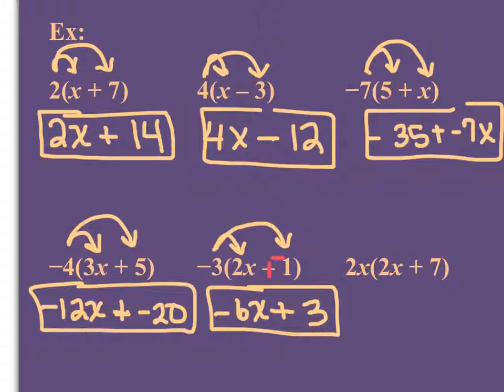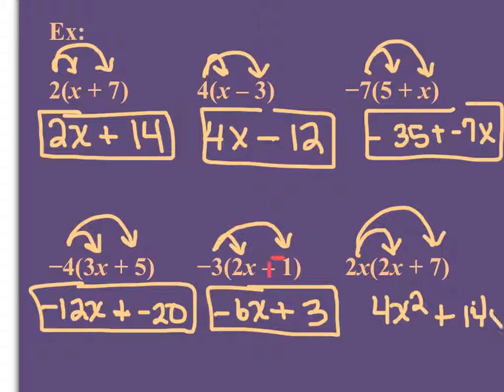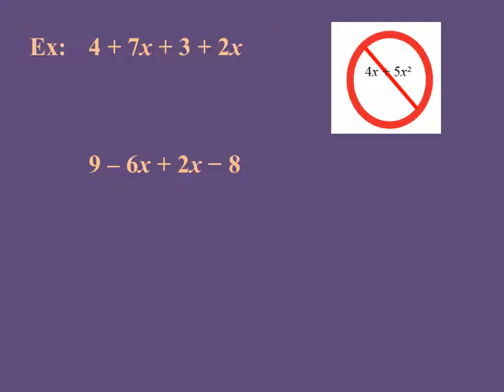And then here I'm distributing something that has a variable. So 2x times 2x would be 4x squared, and that's because 2 times 2 is 4, and x times x is x squared. And then 2x times 7 would be 14x. And again, on this one, they're not like terms because the first term has x squared and the second term has only an x.